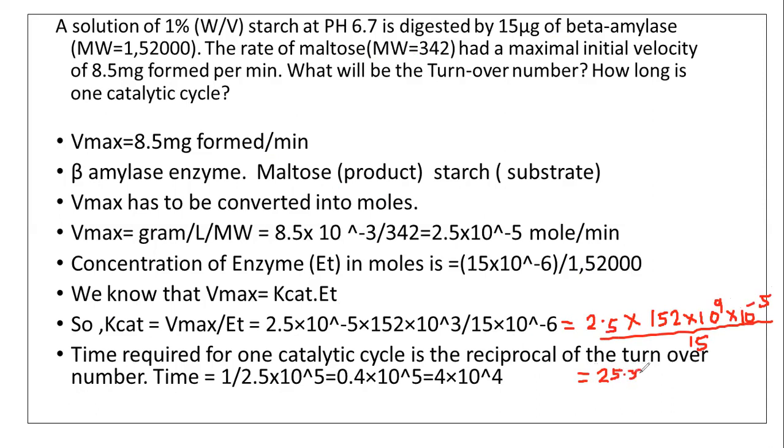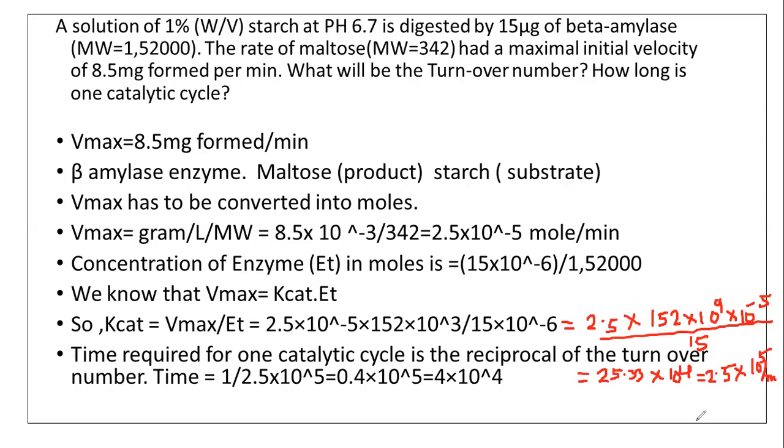2.33 something into 10 to the power 4. So we can write it as 2.5 into 10 to the power 5. So the answer will be 2.5 into 10 to the power 5 per minute, right? So now next point is how much will be one catalytic cycle.